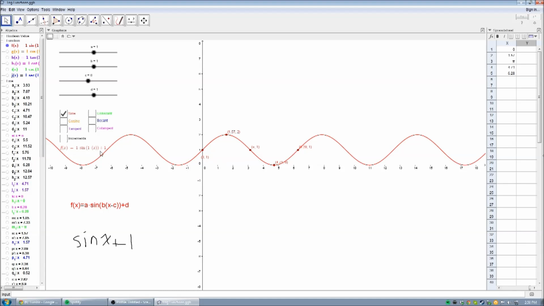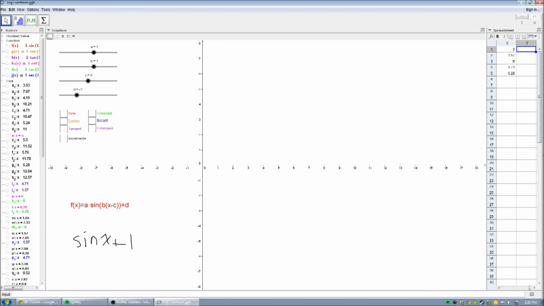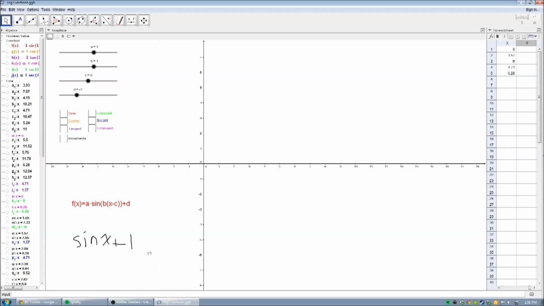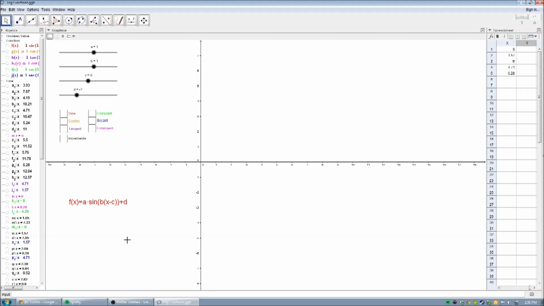Okay, so that's interesting. Let's try the sine of x minus 1. So I'm going to turn this off again. So I'm going to change my d variable. Oh, let's do minus 2 for kicks. Why not? Okay, so if I take the sine of 0, I get 0. And if I subtract 2, let me subtract 2. Delete that. If I take the sine of x minus 2.